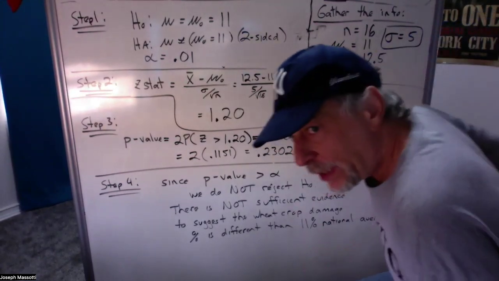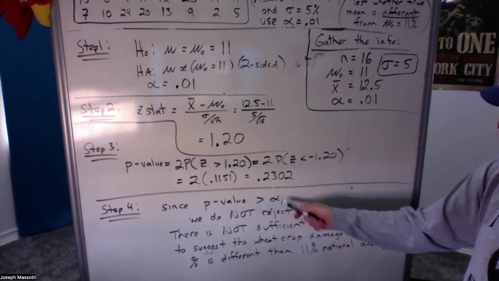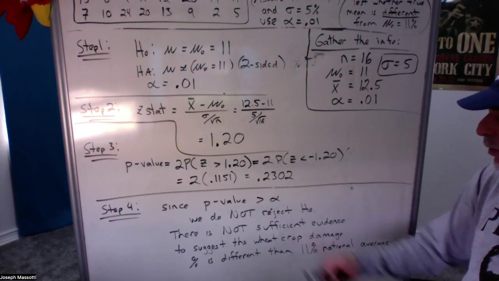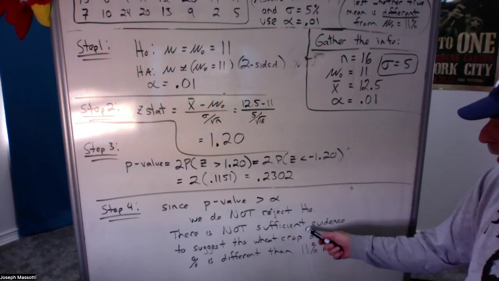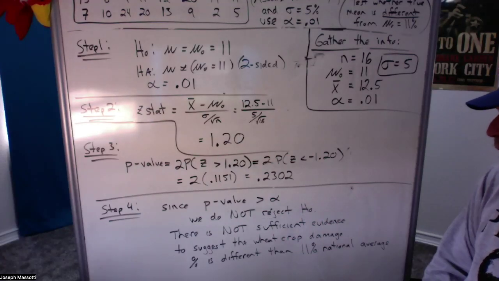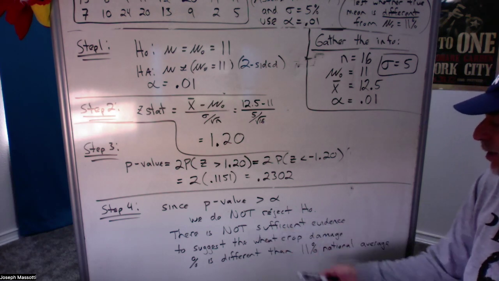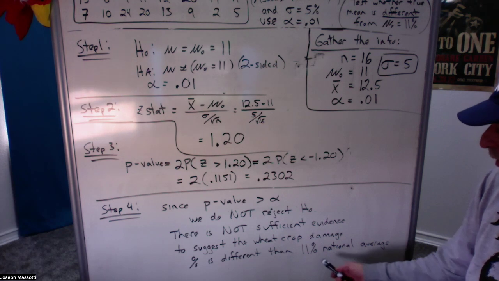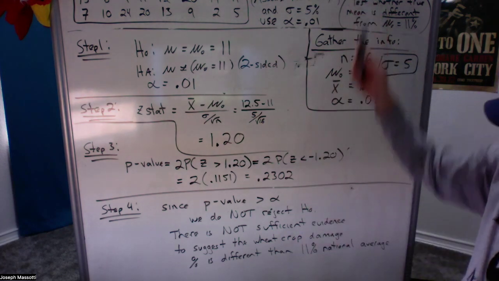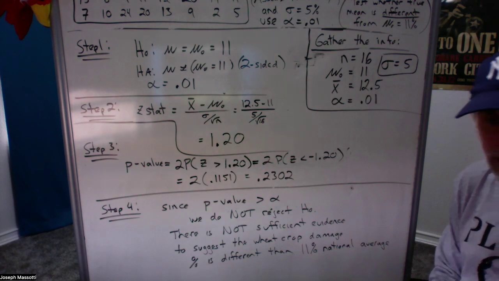And remember our condition for making a conclusion. If the p-value is greater than alpha, that means we do not have sufficient evidence to change our mind. So we do not reject the null hypothesis, and we say there is not sufficient evidence to suggest that the wheat crop damage percentage in this area of Colorado is any different than the 11% national average.